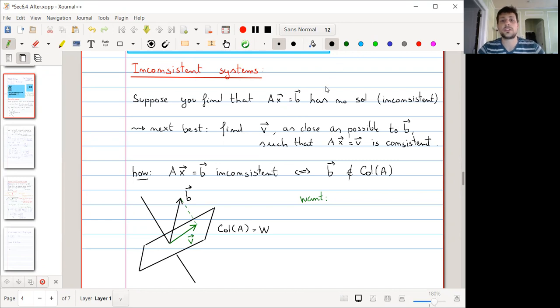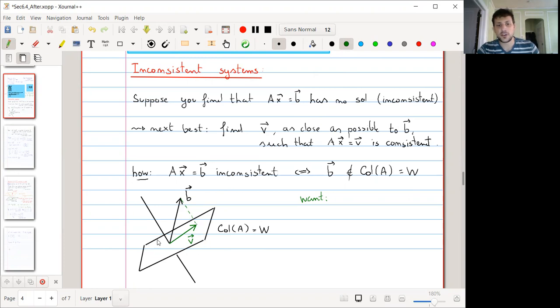So how can we do this? Well, the idea is exactly the following. Saying that a linear system is inconsistent is the same as saying that the vector of constants B does not belong to the column space of A. So let's call the column space of A W, and you see that the situation is exactly the following. There's a subspace W, the column space of A, and B does not lie on that space.